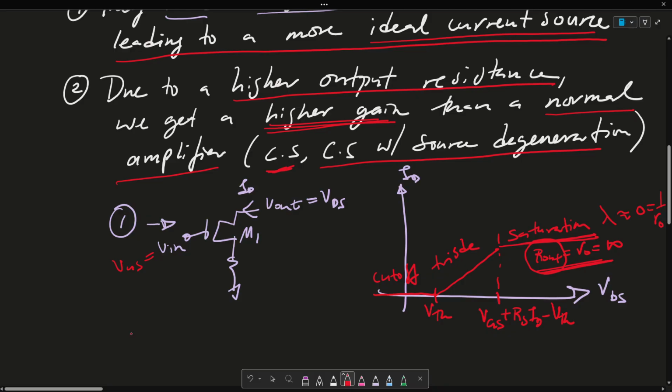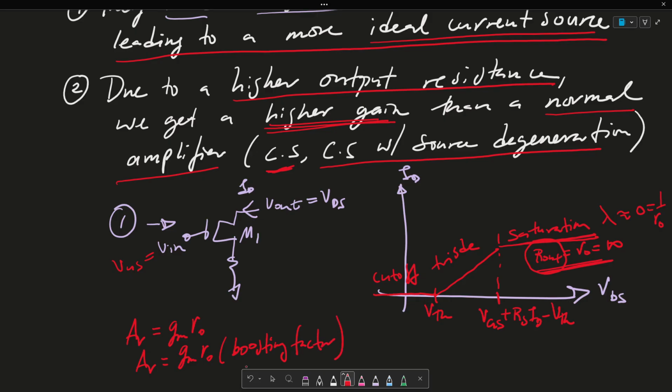All right. So if AV for a regular amplifier is, let's just say, Gm Rout, for a Cascode, it's going to be Gm Rout times what's called a boosting factor. And we will show what this means as the video progresses.